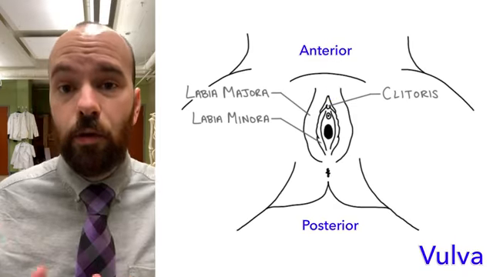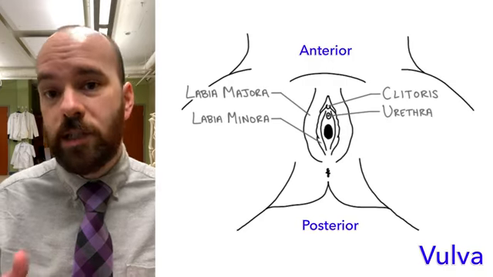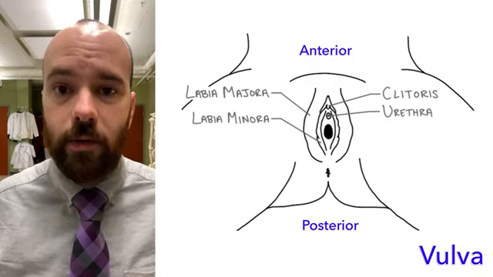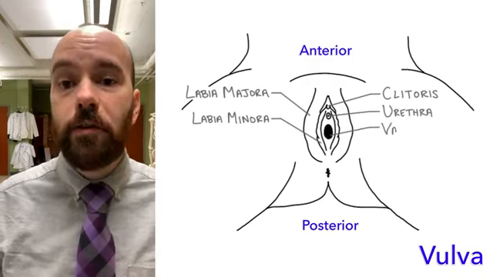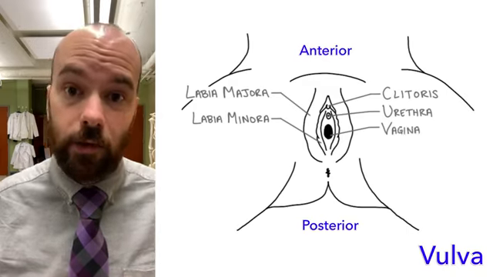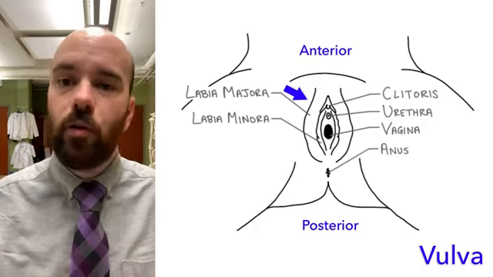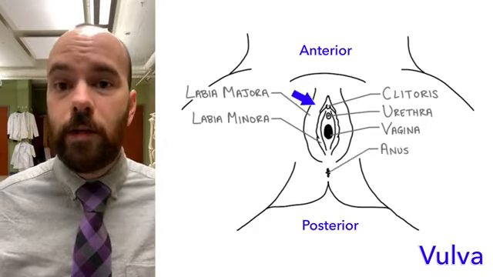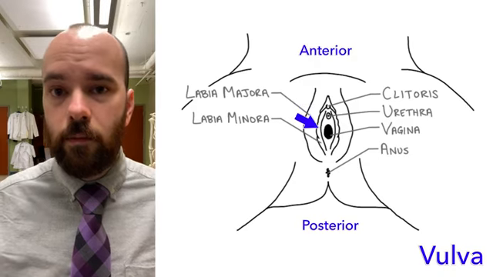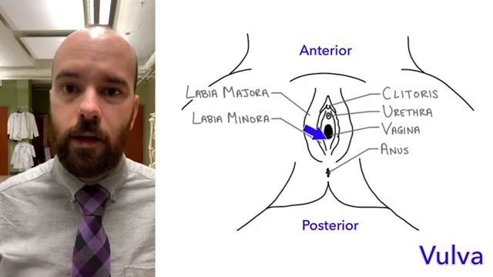Posterior to this, or below this on the diagram, is the urethral opening. And just posterior or below that in this diagram is the vaginal opening. On either side of the vaginal opening are going to be those Bartholin's glands, or the greater vestibular glands. And finally, posterior to all of that is the anus. So again, this whole area is called the vulva. We have the labia majora, the labia minora. We have the clitoris, the urethra, the vaginal opening, and the anus.